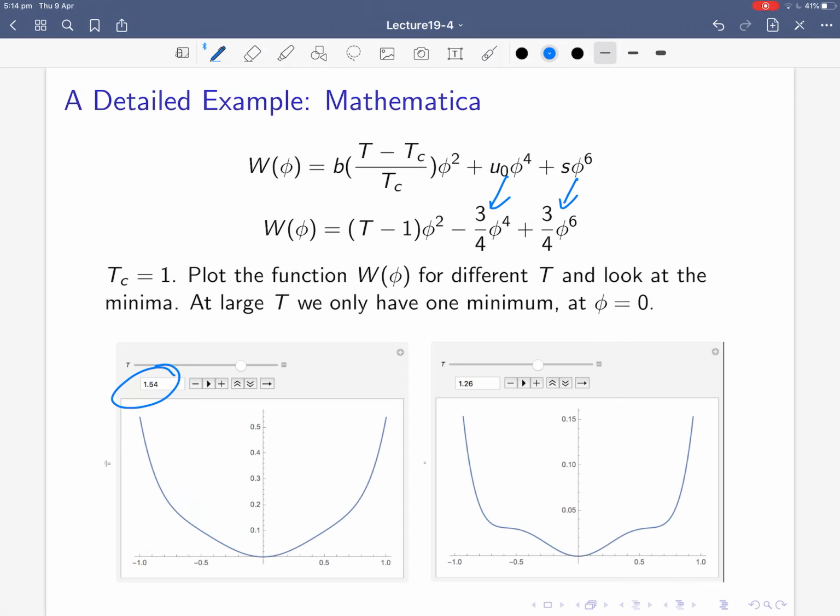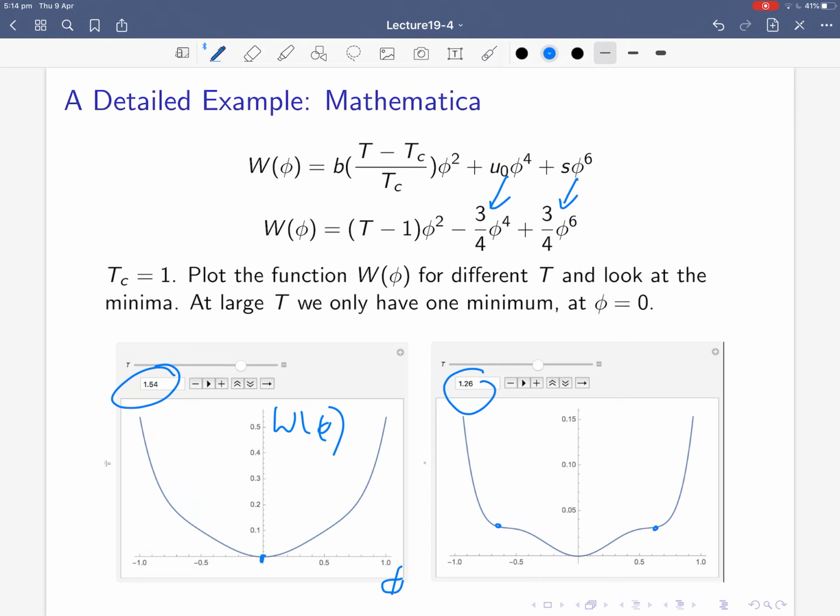Okay, so here's T at 1.54. This is the free energy W(phi) versus phi. At this temperature, which is above 1, we clearly get only one minimum, and the system will sit at that minimum. Now we lower the temperature a bit, to 1.26.